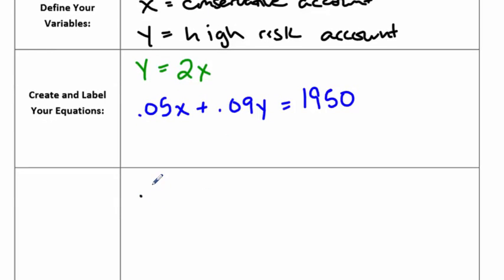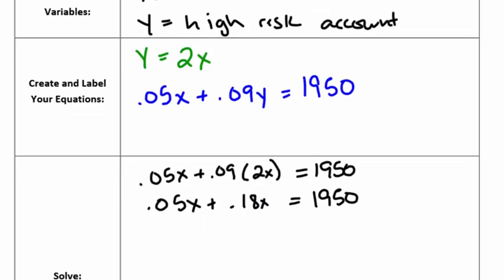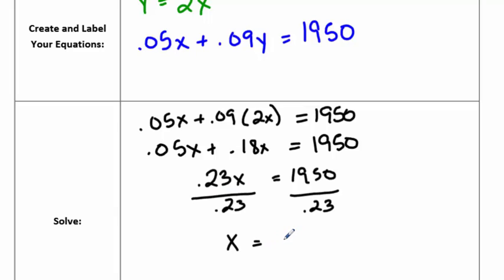So I've got 0.05x plus 0.09 times 2x, replacing y with 2x, is equal to 1,950. Simplify, 0.05x plus 0.18x equals 1,950. And then add up your like terms right here. 0.05x plus 0.18x is 0.23x. And we'll divide both sides by 0.23. That'll give us an x value of approximately 8,478.26.